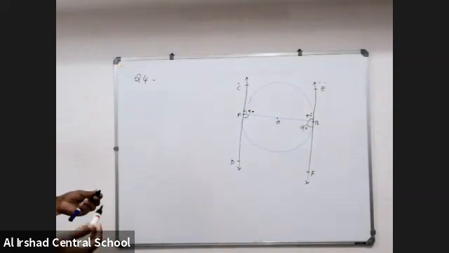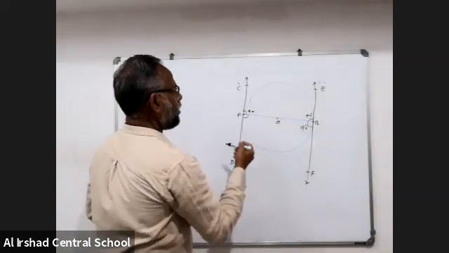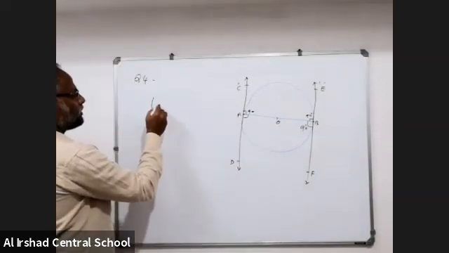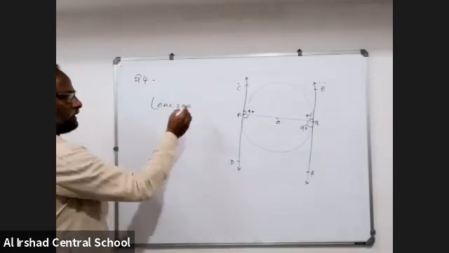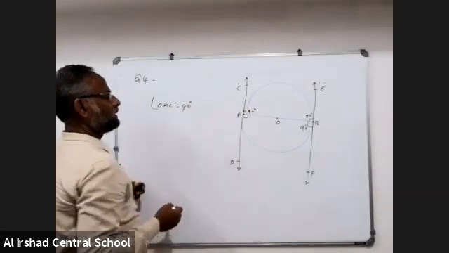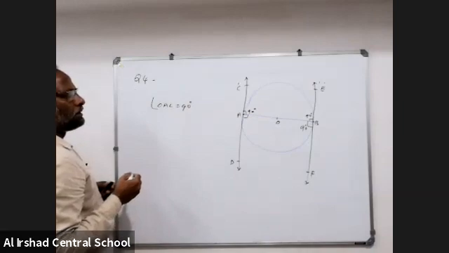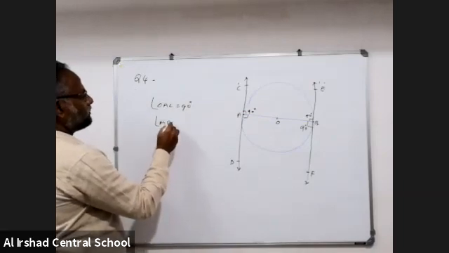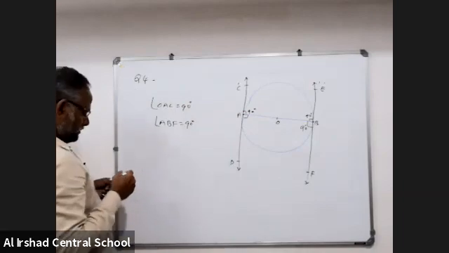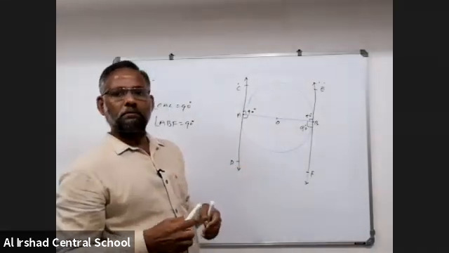Now it is simple. You can say angle CAO, or OAC, that is equal to 90 degree. Do you agree? It is 90 degree, of course. And angle ABF, that is equal to 90 degree. Correct? It is 90 degree, it is 90 degree.